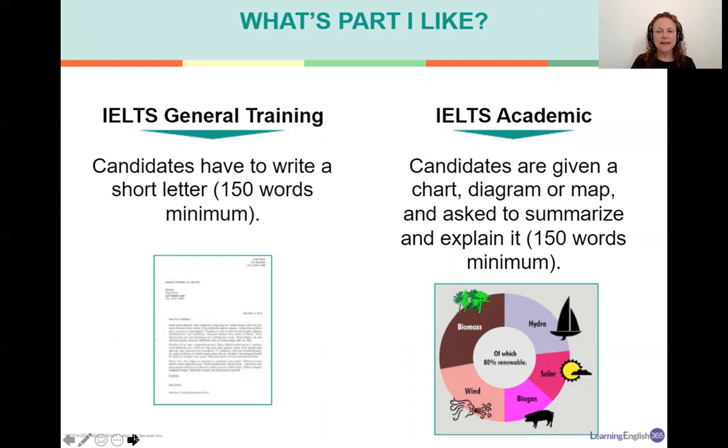And as I said, in the academic module for part 1, you'll be given something, a diagram, a chart, a map, a graph, and you'll be asked to summarize what that is telling you and explain it. Now, are there any overall trends? What are the key differences? Whatever it is. And again, you've got 150 words minimum.